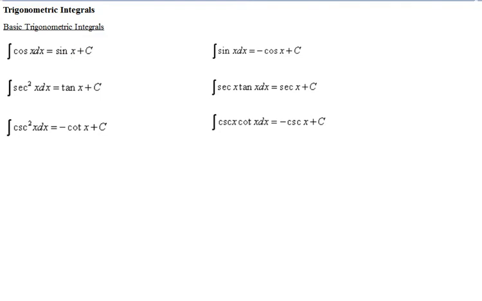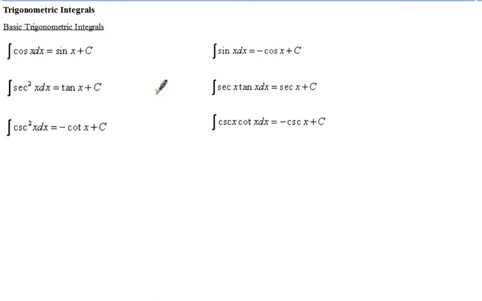And that's because, remember, the derivative of sine is cosine. And then the integral of sine x is equal to negative cosine x, because the derivative of cosine is negative sine. So those are the reverse of the derivatives of those. And then notice the integral of secant squared x equals tangent x plus c, because the derivative of tangent is secant squared. So these are all really just the reverse of the derivative formulas of the basic trig functions.